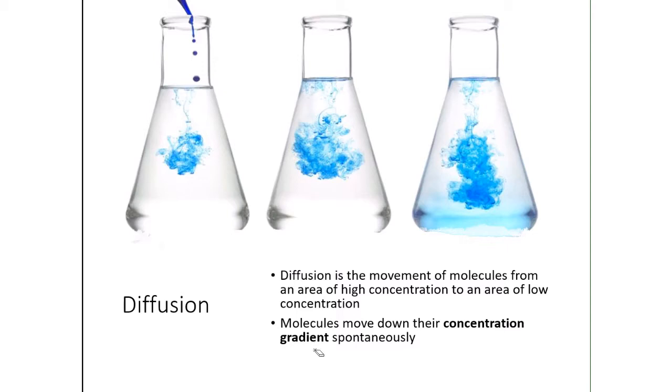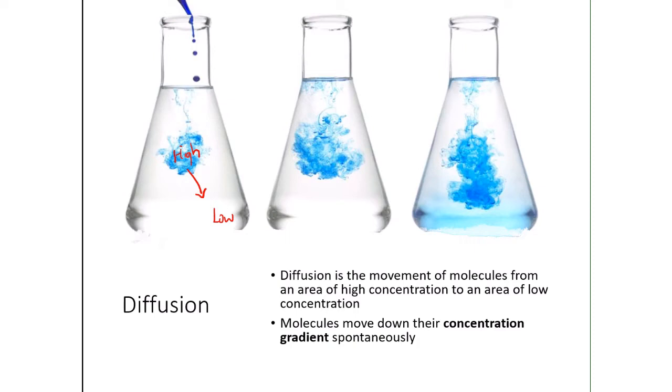A concentration gradient basically describes a difference in concentration between two areas. So over here you have a lot of dye in a small area, so this is high concentration, and over here there's no dye, so there's a low concentration. Naturally, molecules will move from an area of high concentration to an area of low concentration, and this is going to happen until the whole flask is evenly distributed with dye.